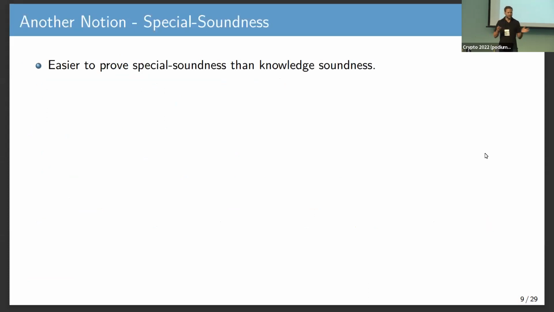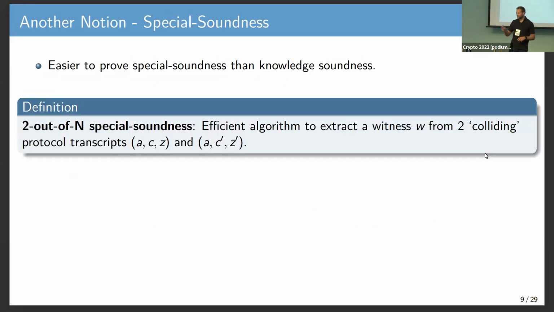So what is this special soundness? Special soundness is yet another notion of soundness, and it is typically much easier to handle. It's easier to prove that an interactive proof is special sound than to prove that it has knowledge soundness directly. So the easiest case is 2-out-of-n special soundness. A 3-round interactive proof is 2-out-of-n special sound if there exists an efficient algorithm that takes as input 2 colliding transcripts. So here we see (a, c, z) and (a, c', z'). Those are protocol transcripts for these 3-round protocols.